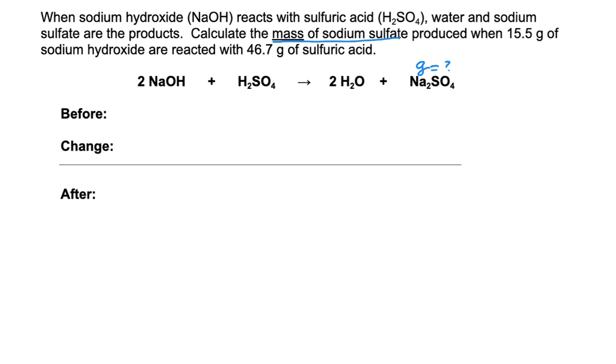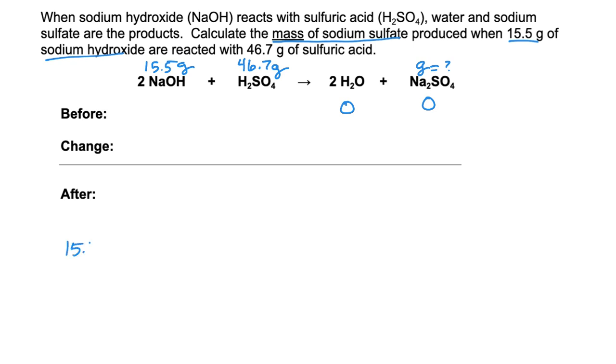So I'll put in what I have to start with. I have 15.5 grams of sodium hydroxide. So above my NaOH, I will write 15.5 grams. Above my H2SO4, I have 46.7 grams. So figure out my BCA table. My products will be 0 to start. I have to calculate my number of moles of each.